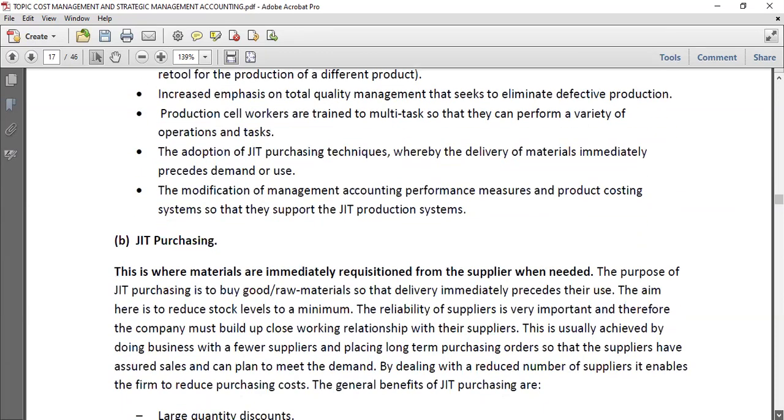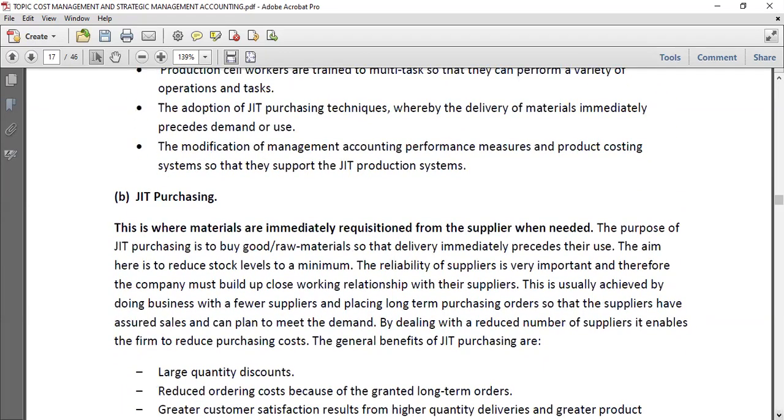So we have JIT purchasing, which is part of the JIT process. JIT purchasing means that materials are immediately gotten from the supplier when they are needed for production. Like we said, this is basically to reduce inventory. We are reducing inventory to the minimum, and this will reduce our stock costs. So that is what happens with the JIT system.